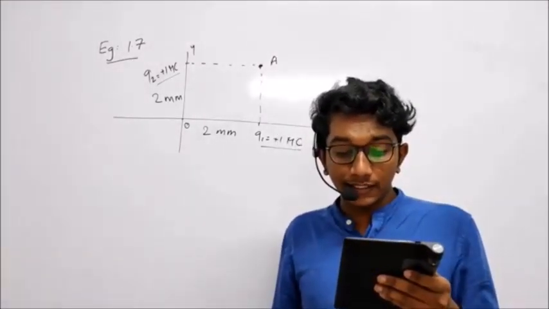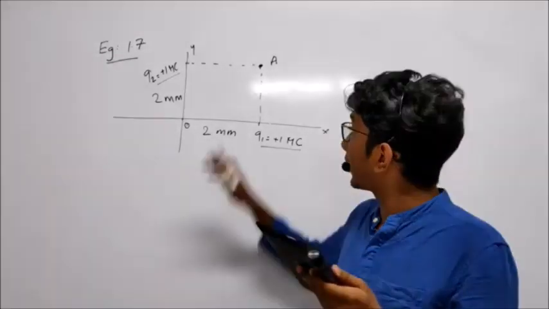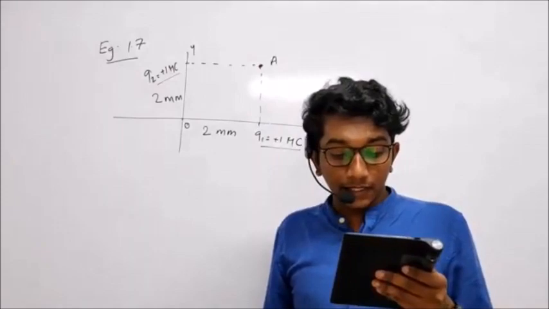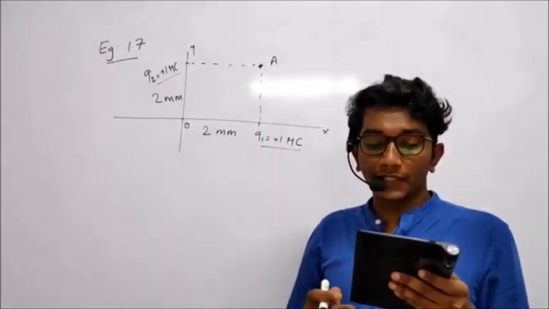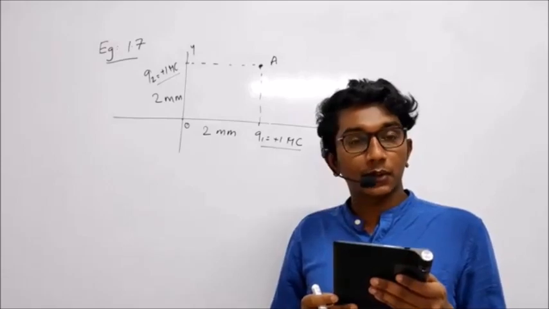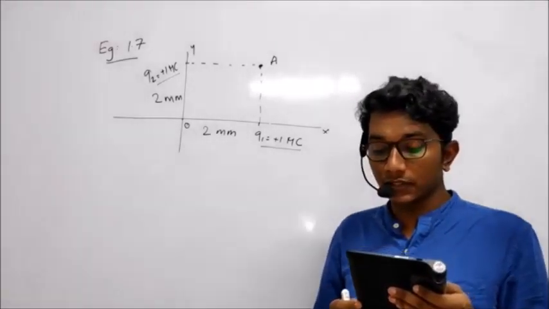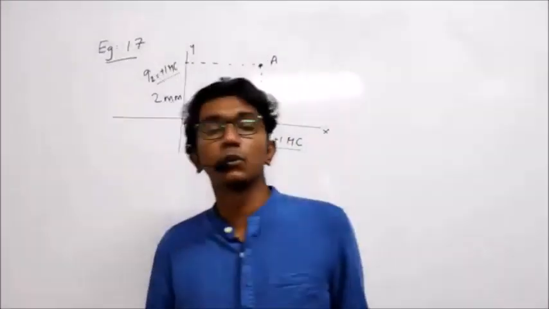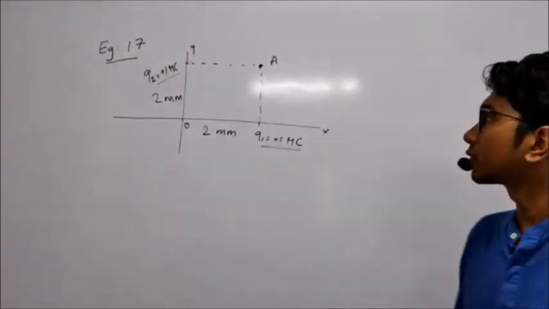If an electron is placed at this point A, what is the acceleration experienced by the electron? The mass of the electron is given as 9.1 × 10^-31 kilogram, and the charge of the electron is also given as -1.6 × 10^-19 coulomb. Now we are going to solve this question.